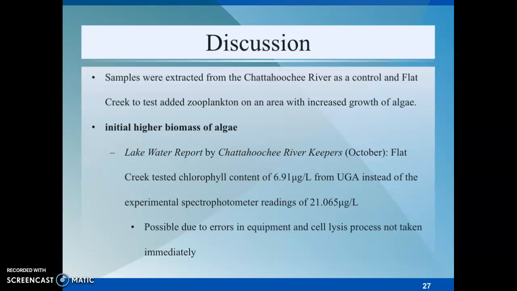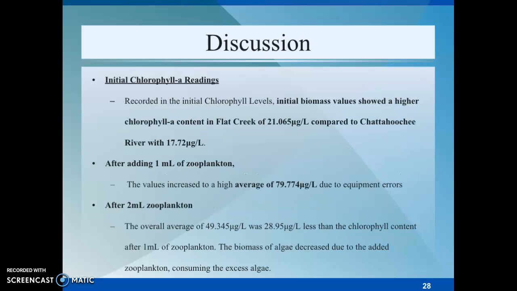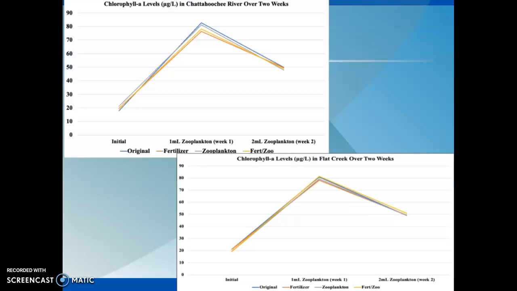Analyzing the data compared to the tested samples by the Chattahoochee River keepers who collected their data from UGA, my samples were higher than the actual chlorophyll A values of 6.91 micrograms per liter due to errors with the spectrophotometer analysis. After adding 1 milliliter of zooplankton, the value spiked to an average of 79.774 micrograms per liter due to errors in equipment, which was seen here on these graphs.